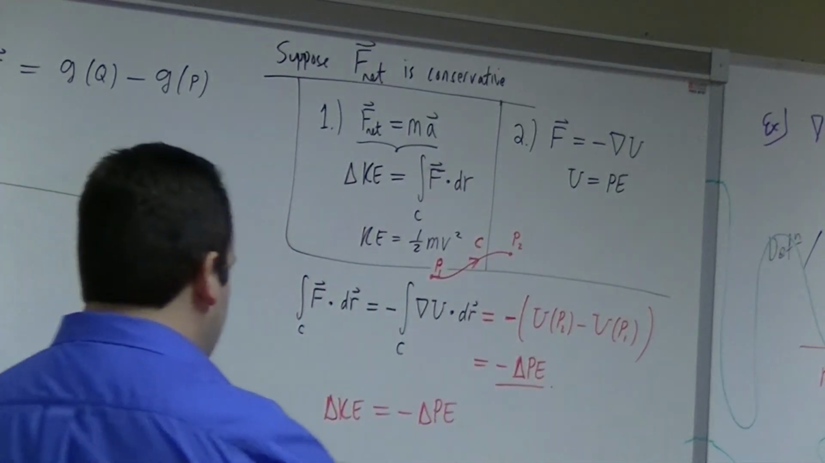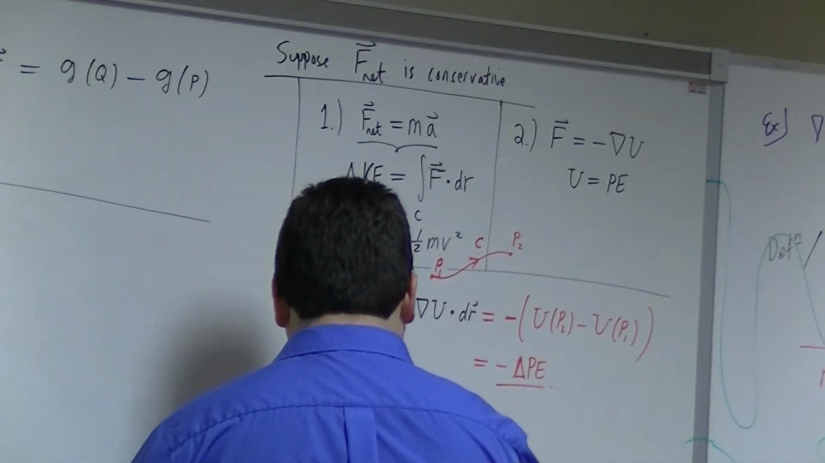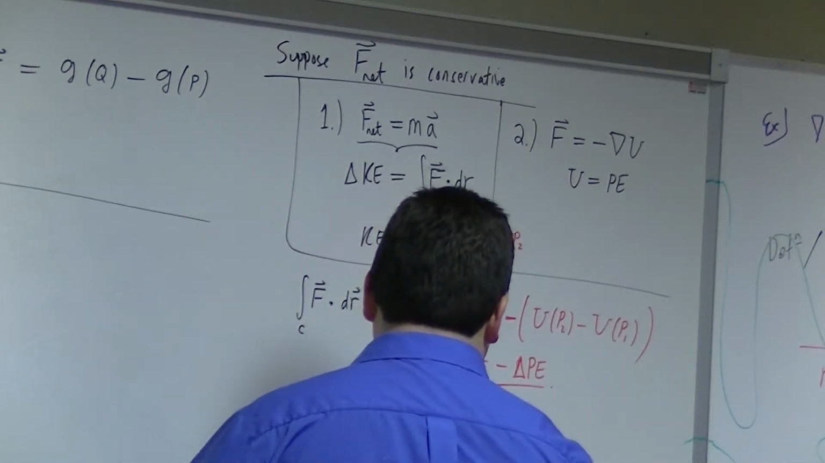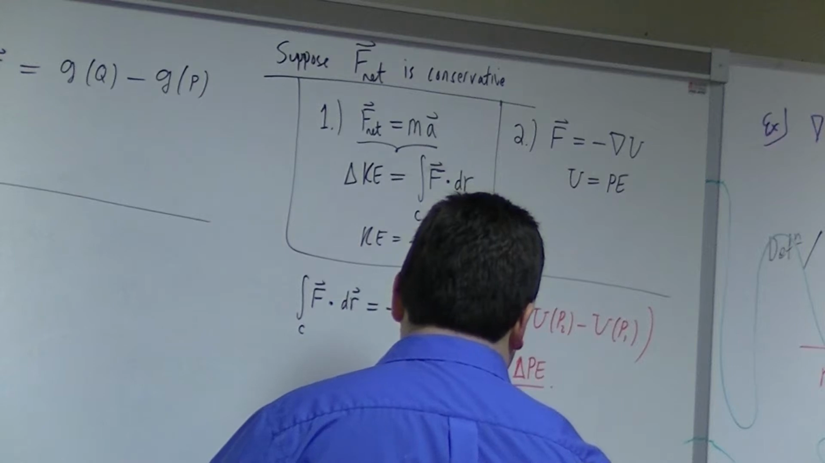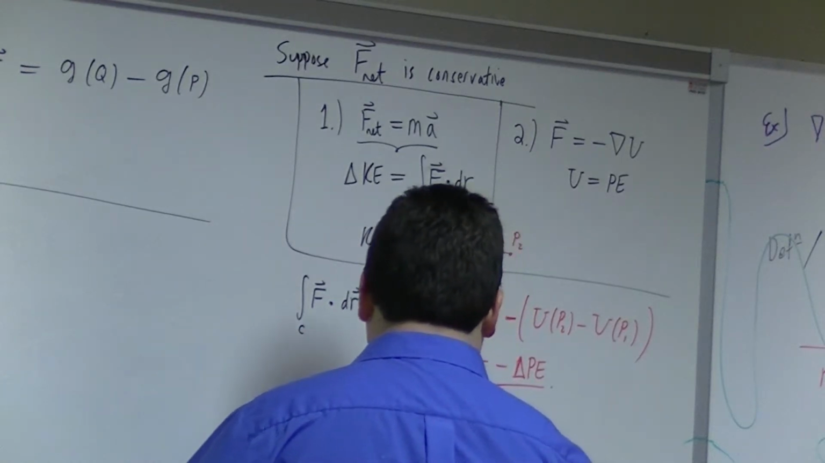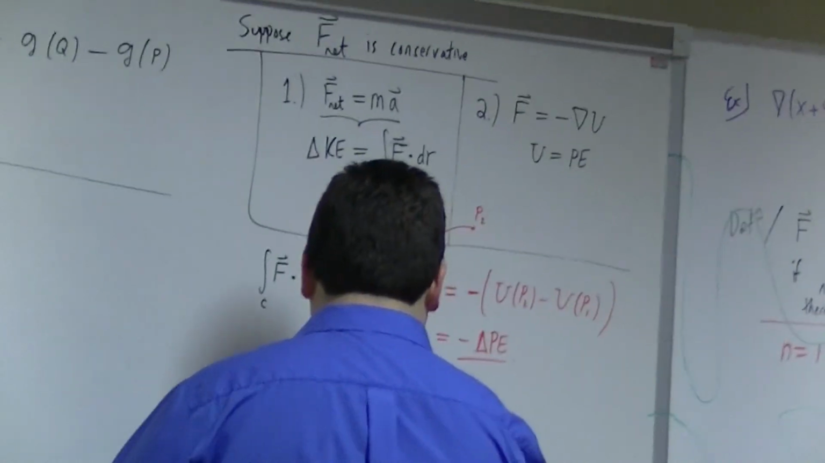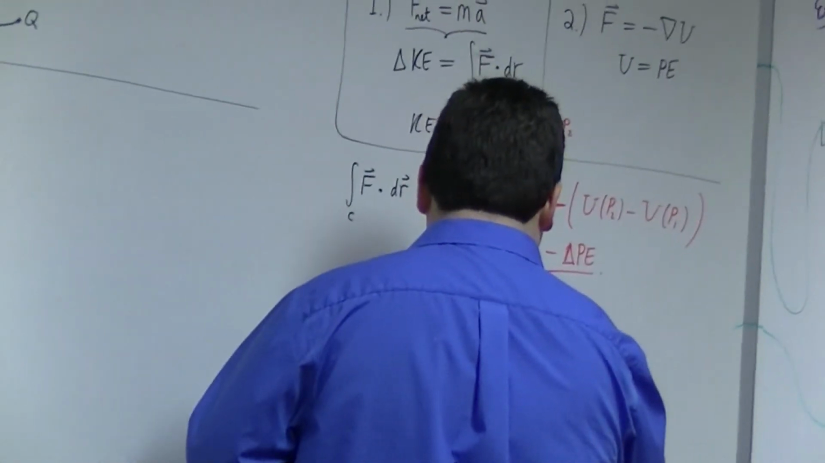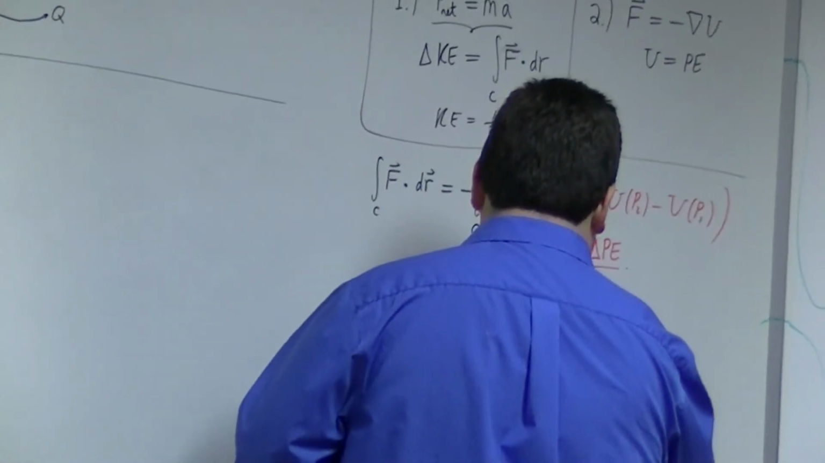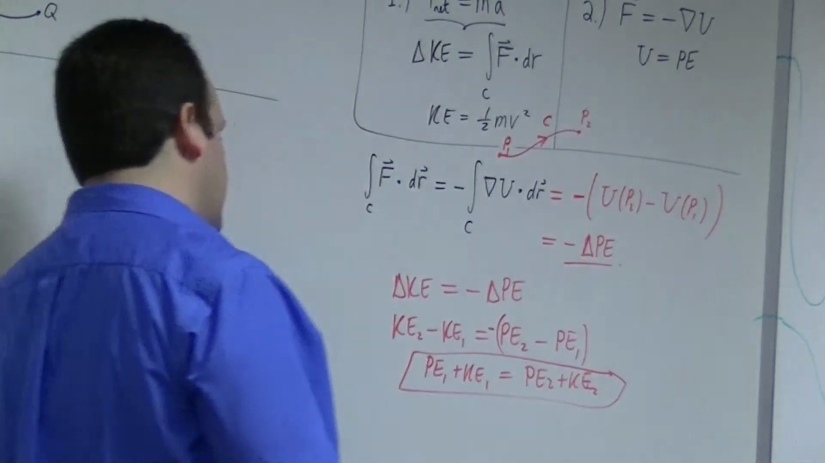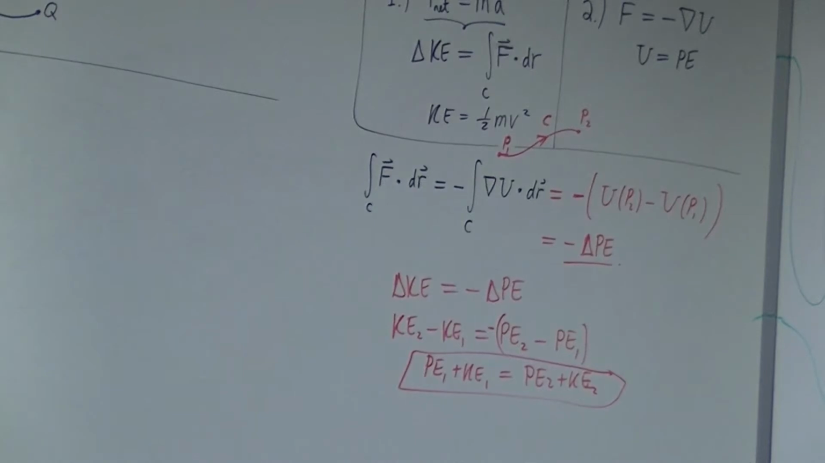But let's write that more plainly. That says KE2 minus KE1 is equal to PE2 minus PE1 with a minus up front. Or simply, PE1 plus KE1 is equal to PE2 plus KE2. And that, right there, folks, is the main event. That's where it's at.